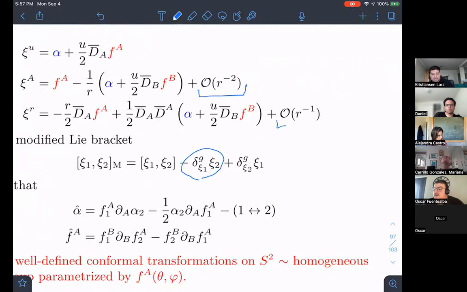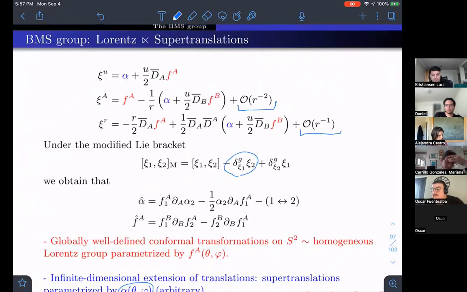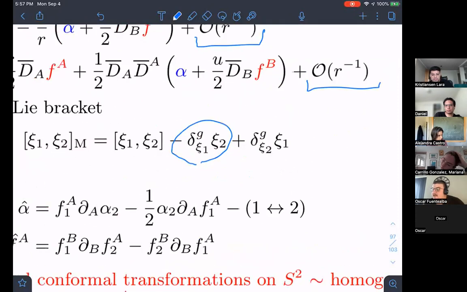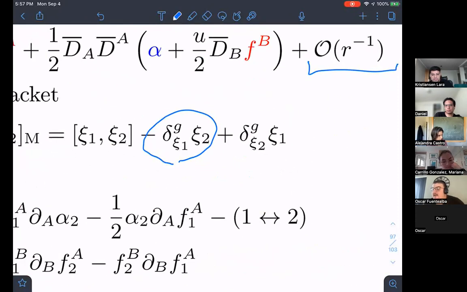Exactly, because you have a dependence on the metric in the subleading terms of the asymptotic Killing vectors. So you have to transform. What this variation means is that we are taking the variation of the metric dependence of T2 along T1.